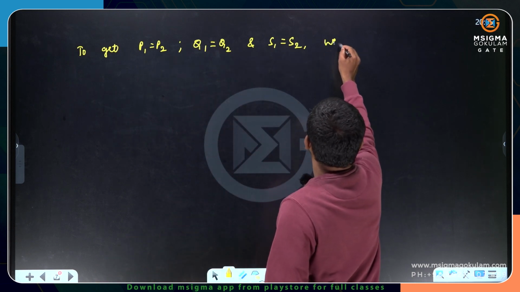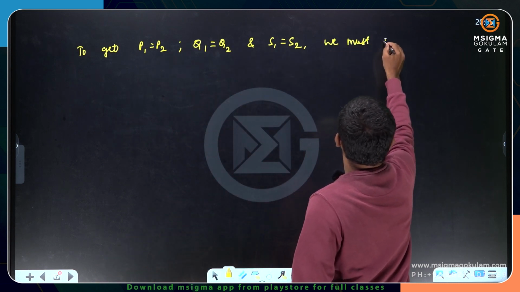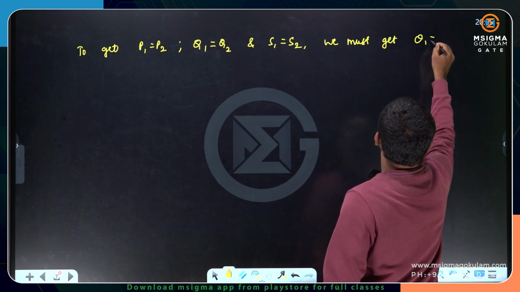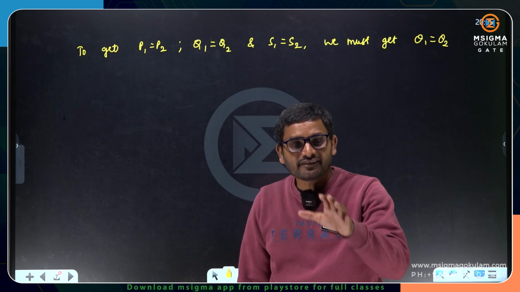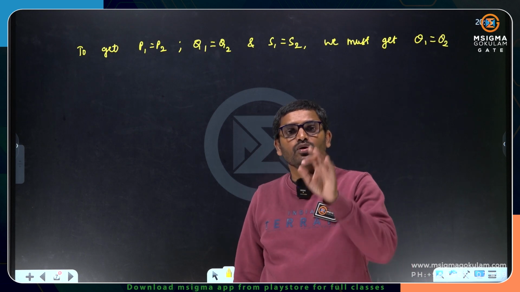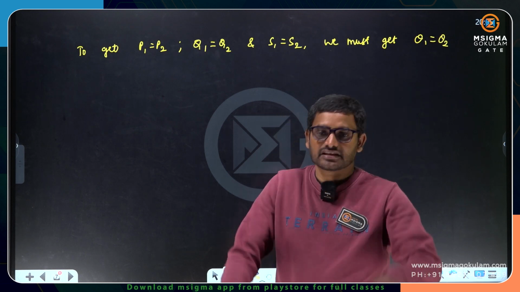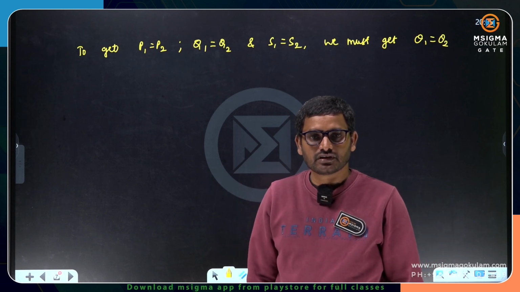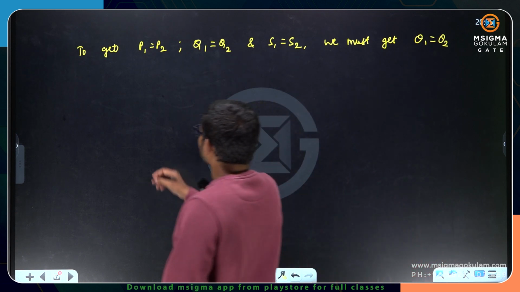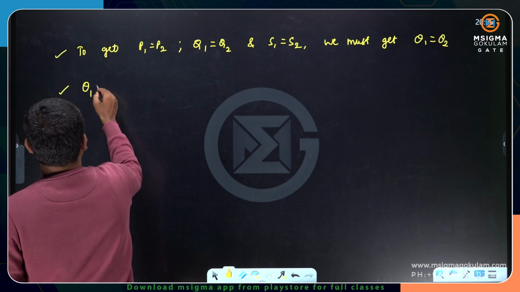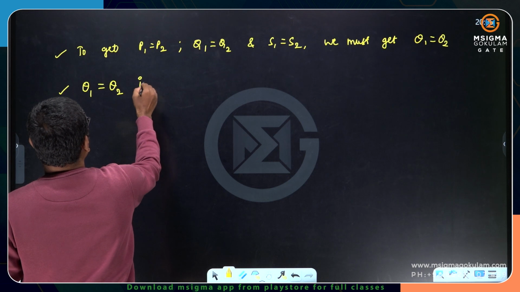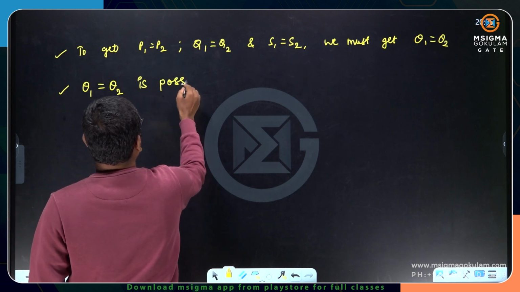We must get theta 1 equals theta 2. How is it possible? Theta 1 equal to theta 2 is possible only in an ideal transformer, because there are no losses. If there is no loss, theta 1 equal to theta 2 is possible.